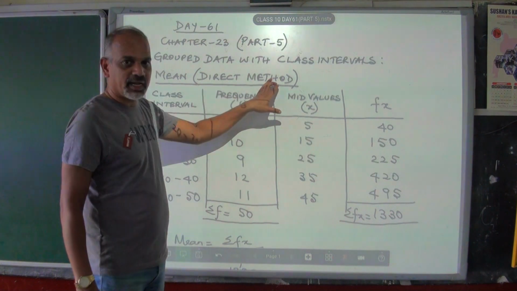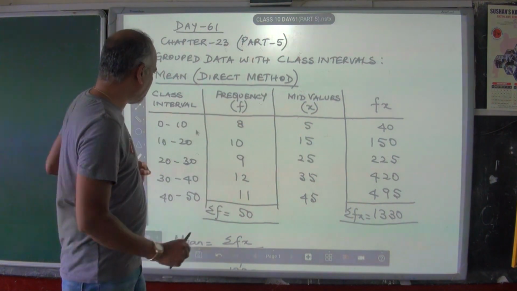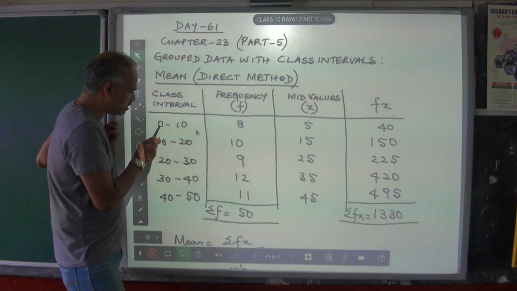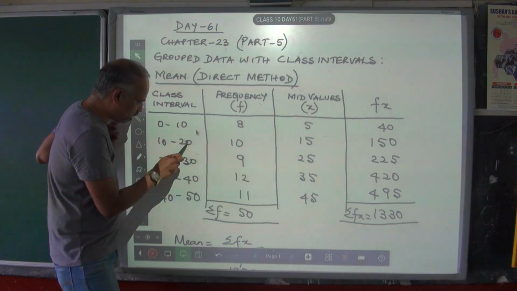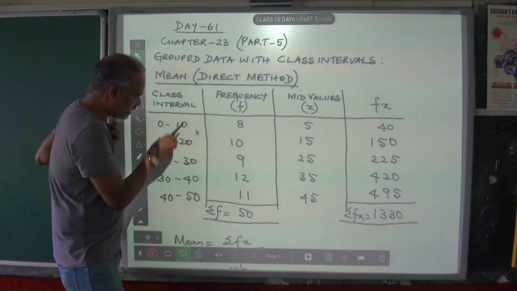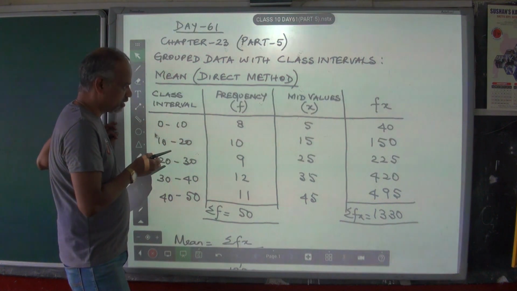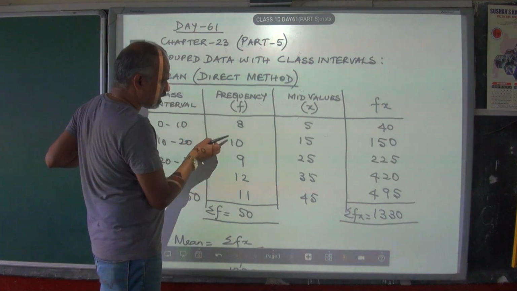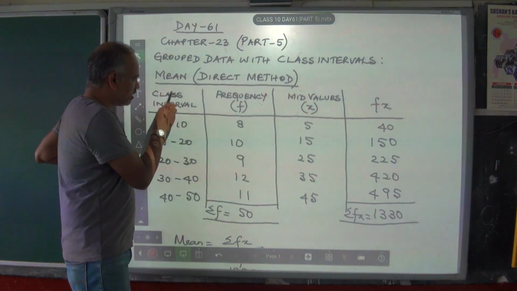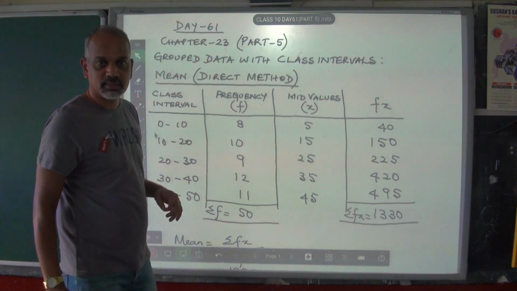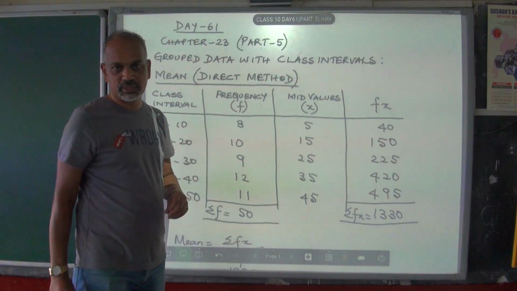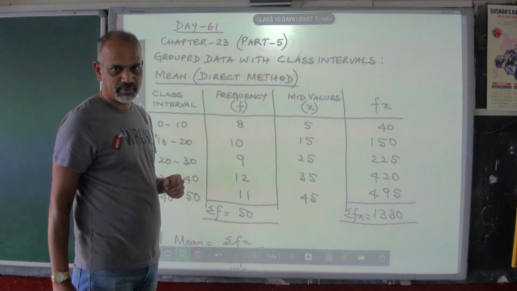Mean by direct method. The data that was given was class interval. Class intervals are between 0 to 10, 10 to 20, 20 to 30, 30 to 40, 40 to 50. These are the class intervals that are given. And frequencies are 8, 10, 9, 12 and 11. Imagine these class intervals were marks, and the frequency were the number of students who got these marks.